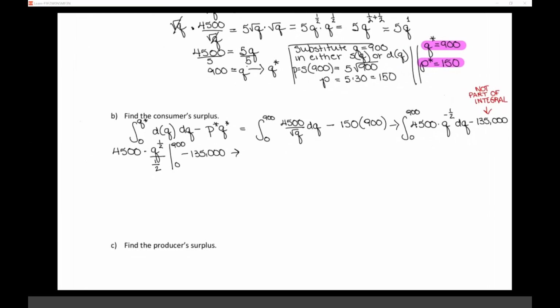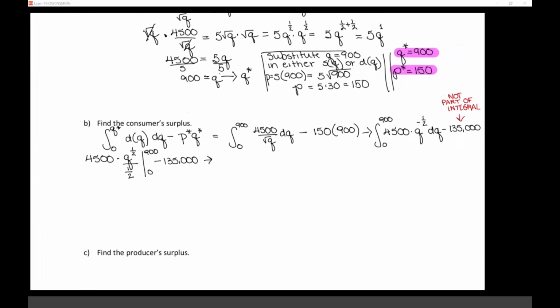So this is the calculus part, right? I just used the power rule. First, I pulled through the 4,500. That doesn't factor into the integration at all. And then I added 1 to this exponent to make it positive 1/2, and wrote it over positive 1/2. The rest is algebra.